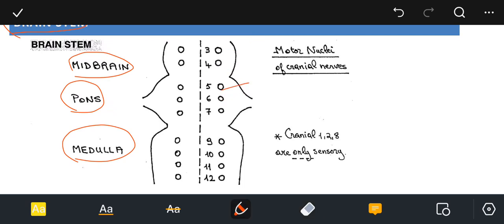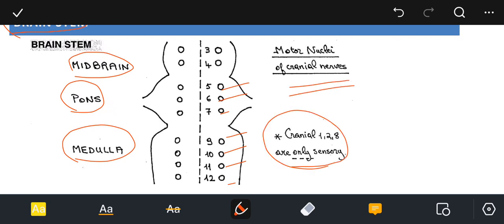The fifth, sixth and seventh cranial nerve nuclei are present at the pons, and these nerves are going to exit through the pons. The 9th, 10th, 11th and 12th are going to exit the medulla, and their nuclei are also present in the medulla, right? So cranial nerves 1, 2 and 8 are only sensory. Okay, so these are motor nuclei of the cranial nerves.